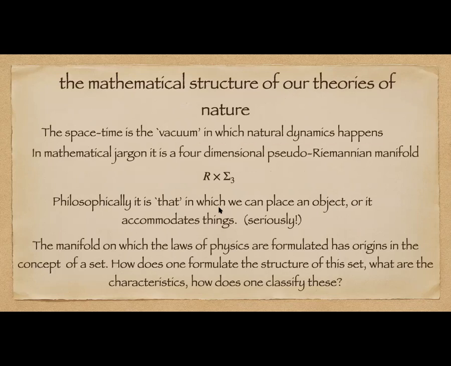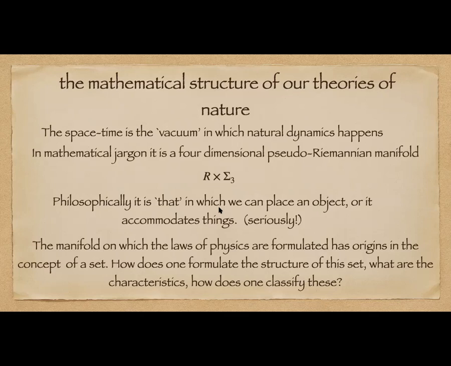Now, therefore, what we have to understand is, first of all, the manifold, the space time, what we imagine as the vacuum in which natural dynamics happens. In mathematical notation, and we use it all the time in formulation of gravitation and the theory of general relativity, is a pseudo-Riemannian geometry.